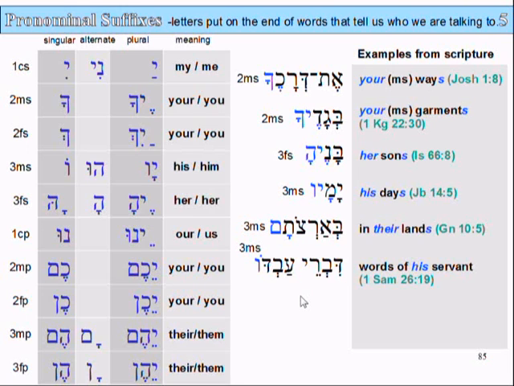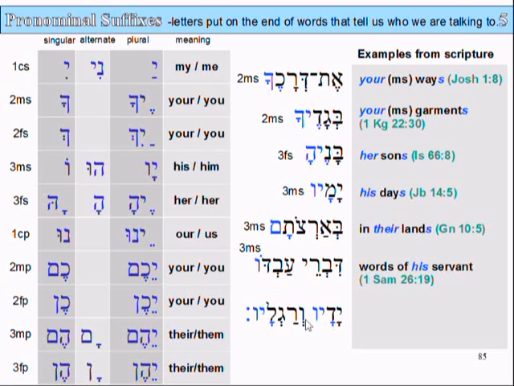Okay, the next example. By the way, this is just a mistake. I just noticed that. That's supposed to be a P there. 3MP. Artsatam. 3MP. That one there. Divrei avdo. Words of his servant.